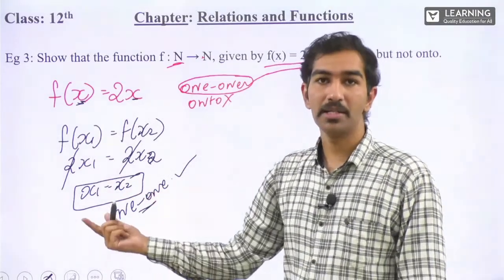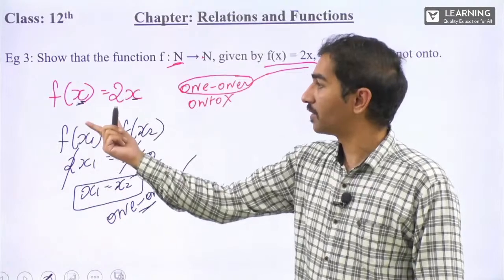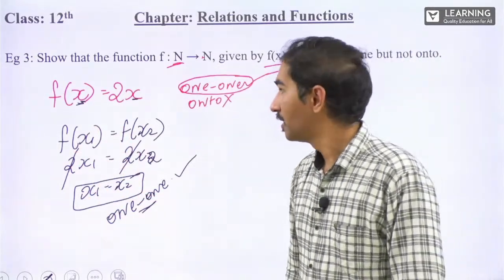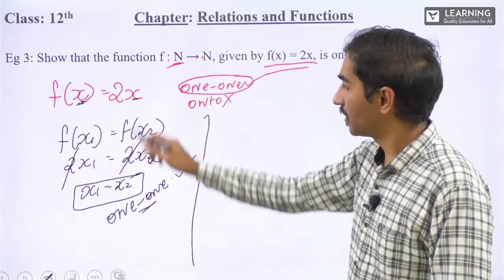x1 equals x2, right? Images are same. Then the function also will be same, f of x. That is nothing but y. Y is equal to f of x. Okay. So we proved that the given function is 1 1.